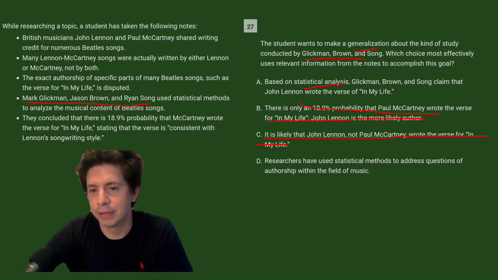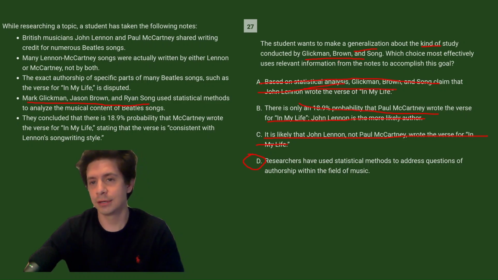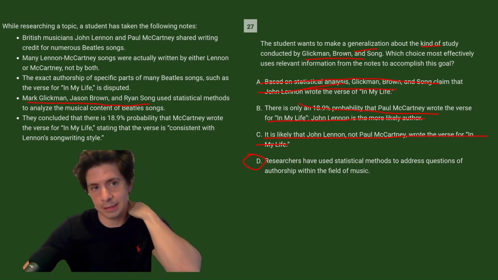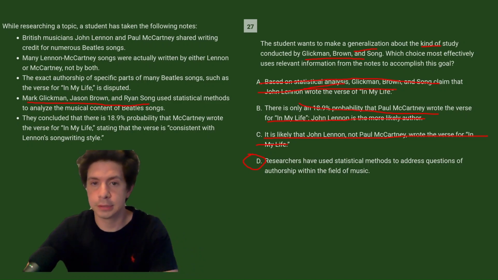Researchers have used statistical methods to address questions of authorship within the field of music. Okay, so then we're between A and D. Based on statistical analysis, Glickman, Brown, and Song claim that John Lennon wrote the verse In My Life. That's not true, right? They're not claiming that. They're saying it's an 18.9% probability. Also, we're not focused on the results of their study. We're focused on the kind of study they conducted. So it should be D. Okay, so again, focusing on what the question is asking really simplifies things and helps you eliminate the wrong choices.